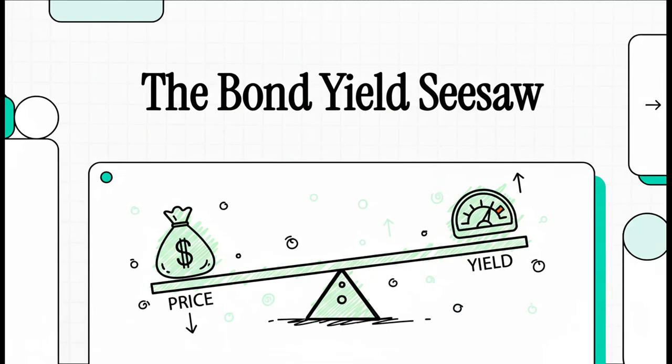Okay, let's get right into it. If you're studying for the SIE exam, you know those bond questions can feel, well, a little tricky. But what if I told you that you could answer some of the toughest questions about bond yields just by picturing a simple seesaw? That's what we're going to do today. We're going to build that mental model so you can walk into your exam feeling totally prepared.